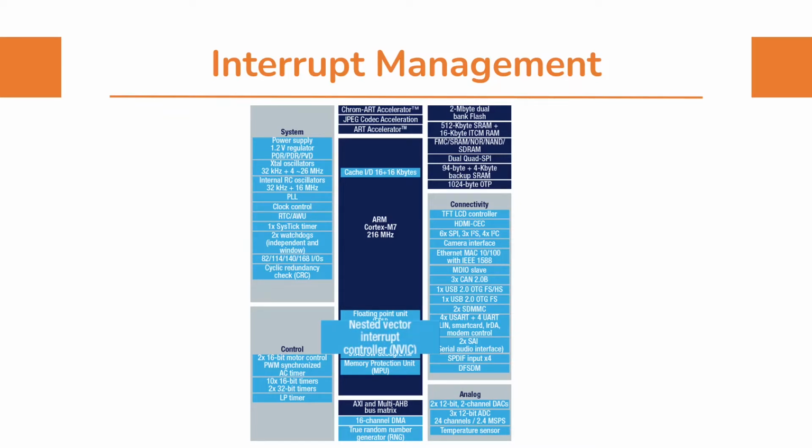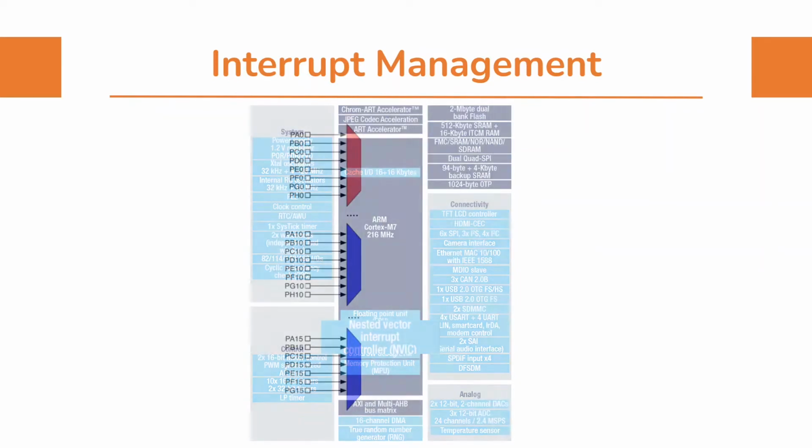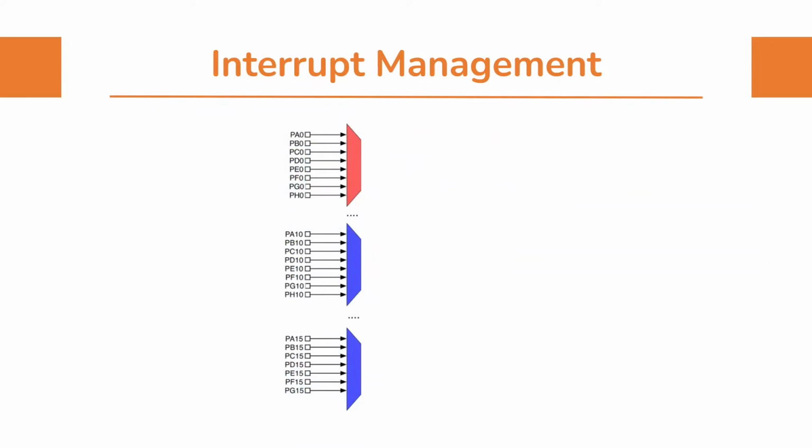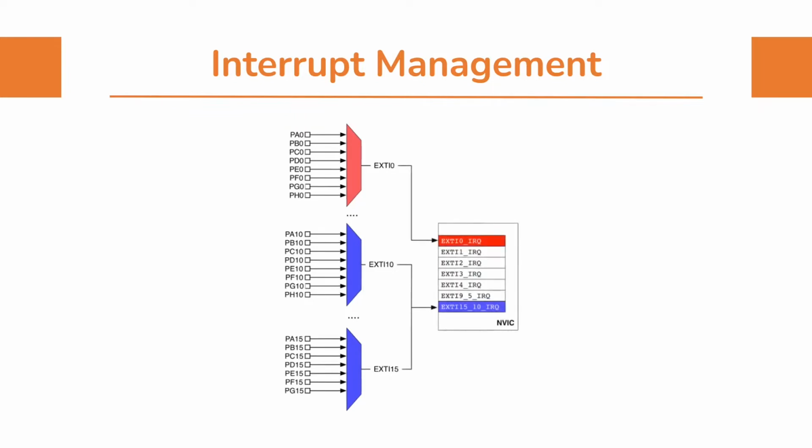NVIC is a dedicated hardware unit inside the Cortex-M based microcontrollers that is responsible for handling exceptions. All interrupts, including the core exceptions, are managed by the NVIC. A dedicated peripheral named EXTI, External Interrupt or Event Controller, is responsible for the interconnection between the external I/O signals and the NVIC controller.